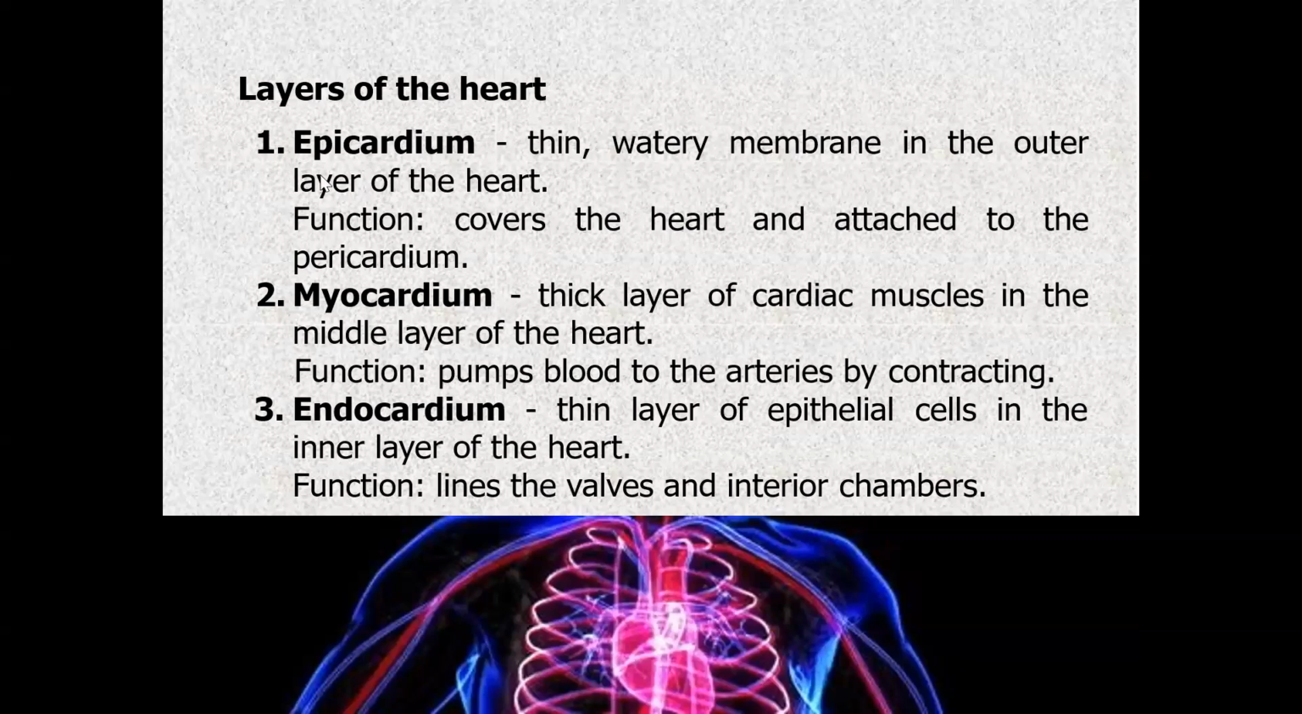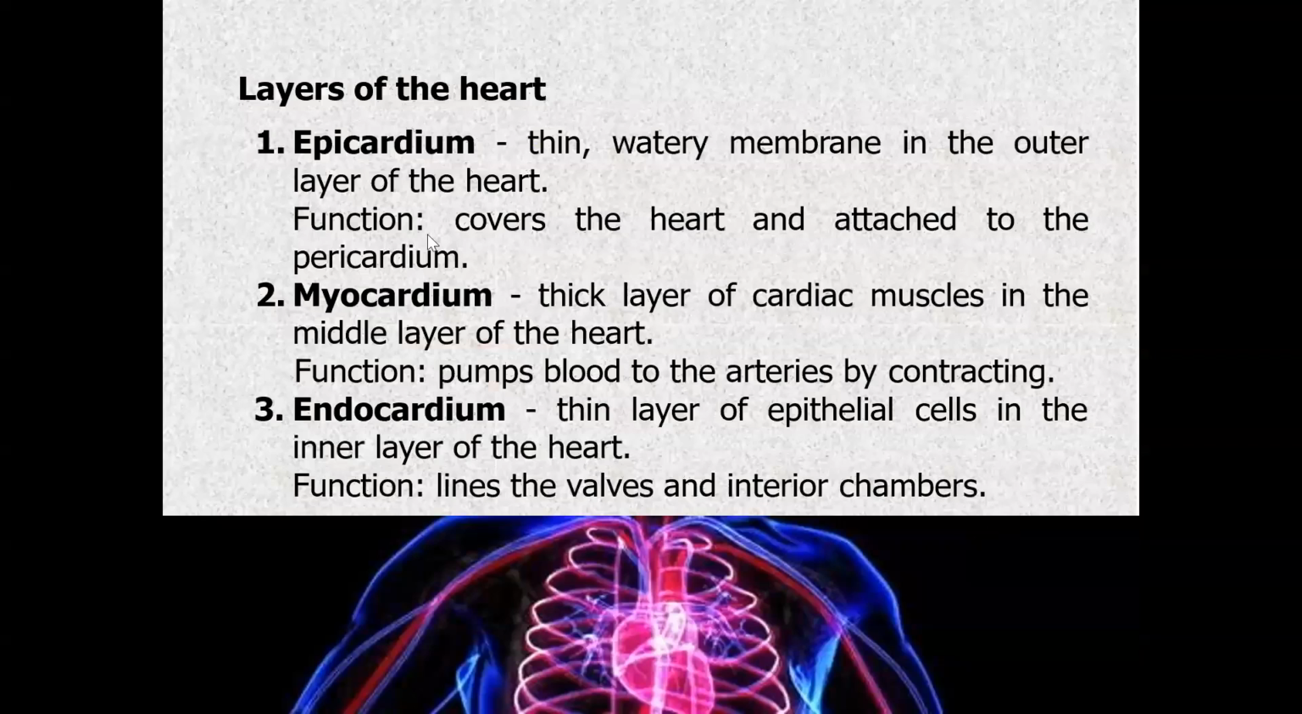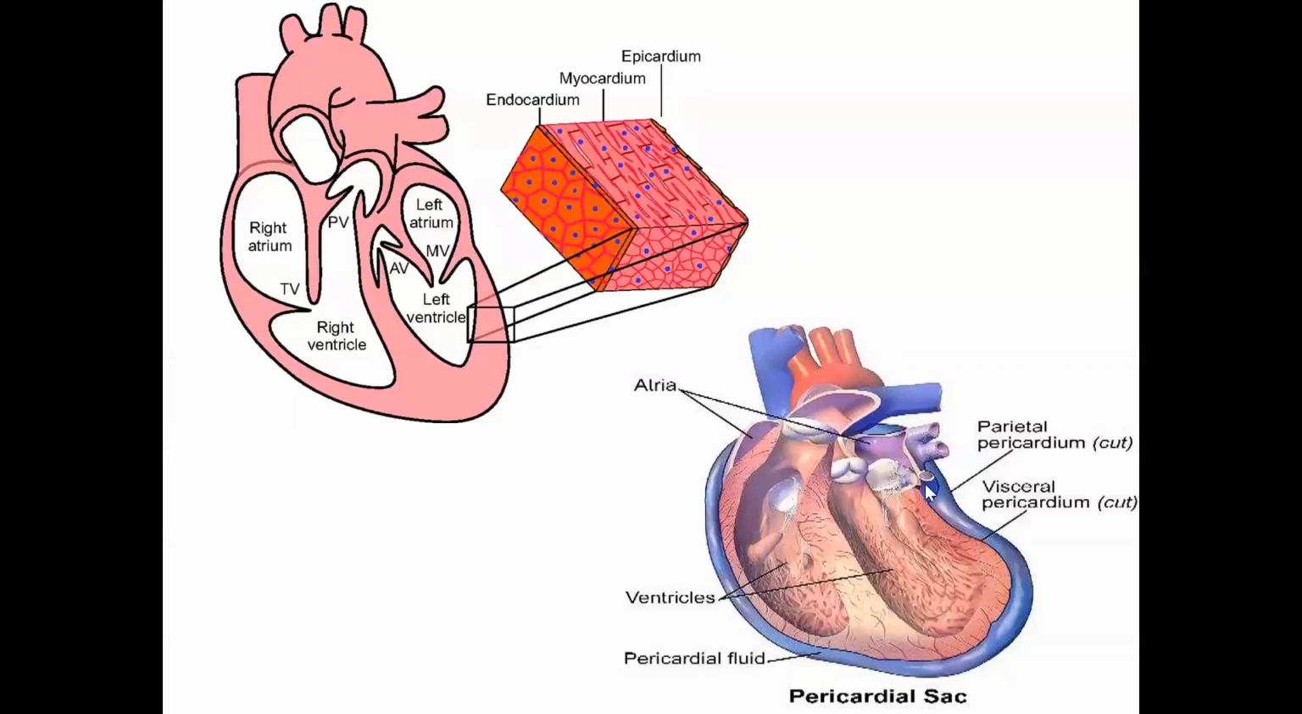So again, di ba meron tayong pericardial sac. Si pericardial sac, meron tayong tinatawag na parietal pericardium, yun yung outer portion ng pericardial sac. At meron tayong inner portion ng ating pericardial sac, ang tawag doon ay visceral pericardium. Ngayon, si visceral pericardium, naka-attach siya kay epicardium. I hope that's clear, class, ha? Epicardium, visceral pericardium, and parietal pericardium.